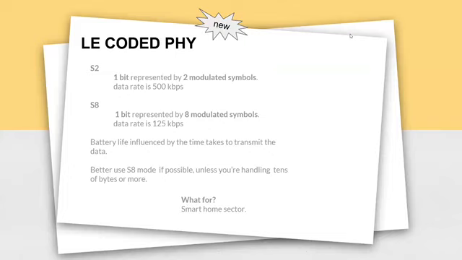When considering the S=2 option or the S=8 option of the coded PHY, note that due to the structure of the data packets transferred, most of the time you want to use the S8 option. There is an overhead anyway, and you might as well enjoy the benefit of the range. Only if you're transmitting more than tens of bytes, well, then you better use the S2 mode.